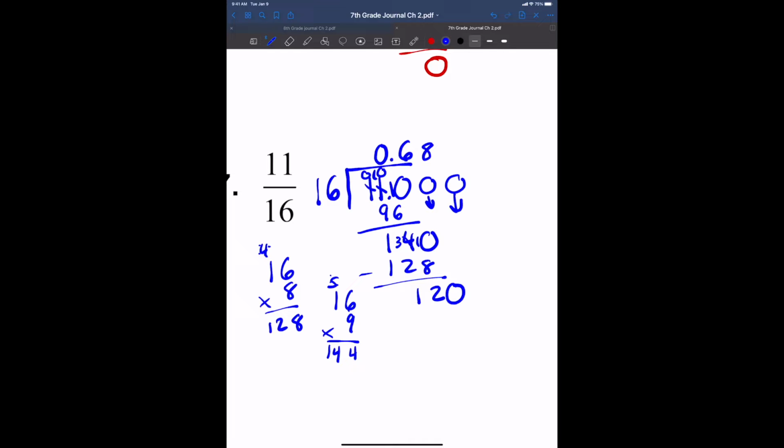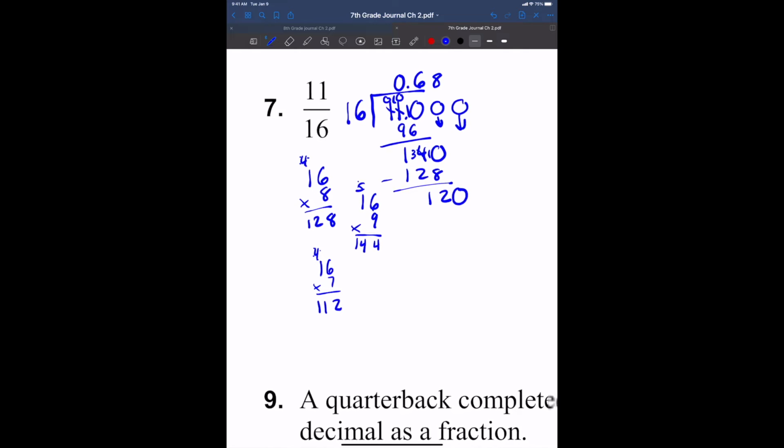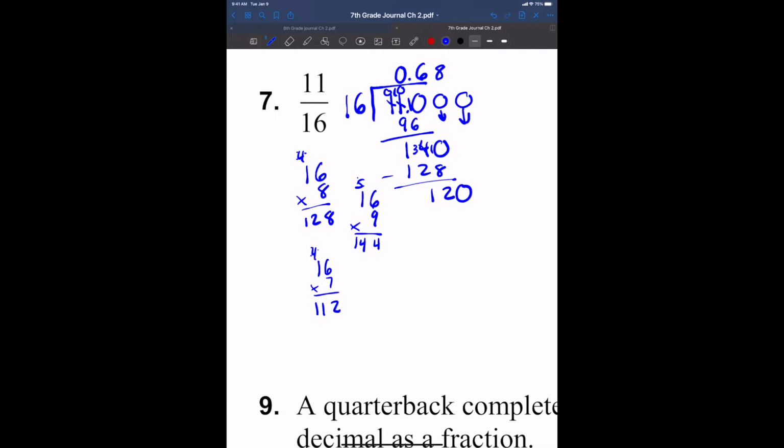120. 16 times 7. What was 16 times 7? It would be 8... 12. What? 16 times 7? 7 times 6 is gum on your shoe. 42. 7, 8, 9, 10, 11. 112. You think that's as close as we can get? Yeah. Darn. We're just so close each time, aren't we?